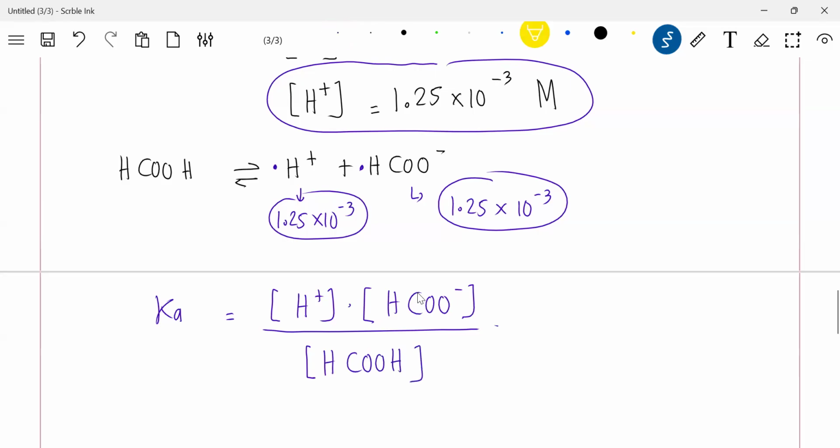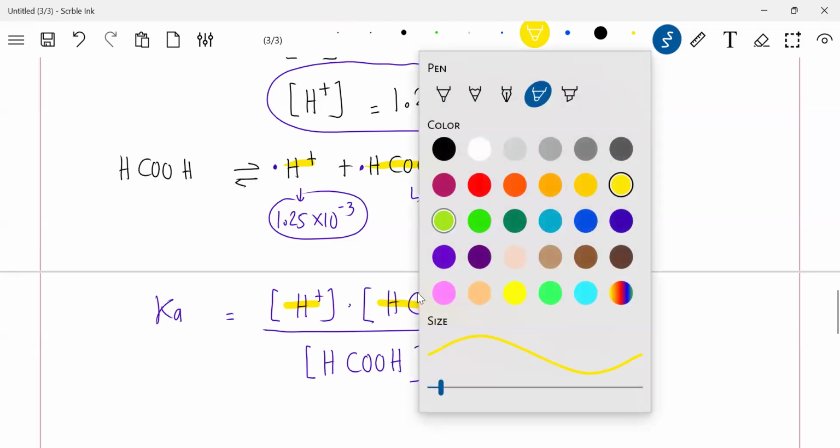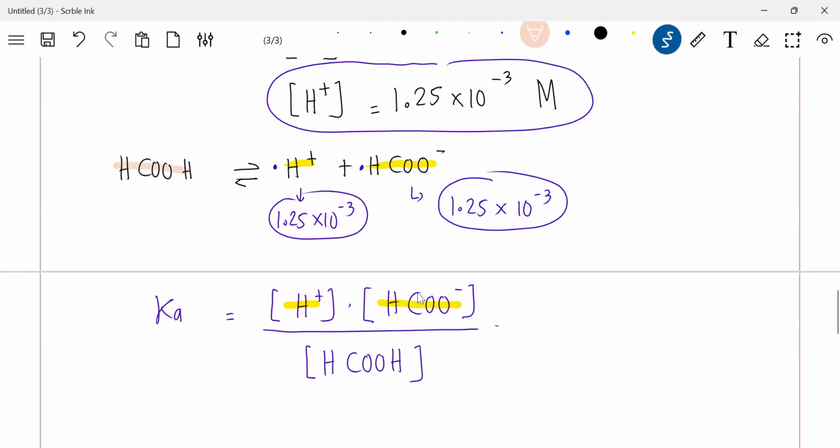Take a look here. This is Ka. On the right, you have to multiply the products as the numerator. And after that, you have to divide by the reactant as the denominator. This is the formula for how to calculate Ka. Should I memorize this? Yes, of course. After that, you just substitute the values.